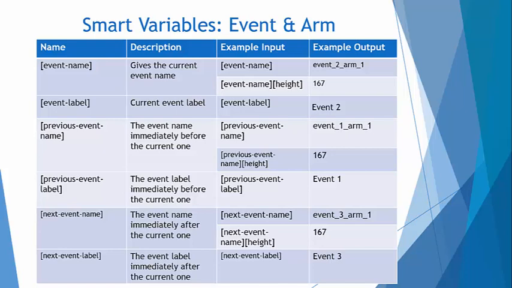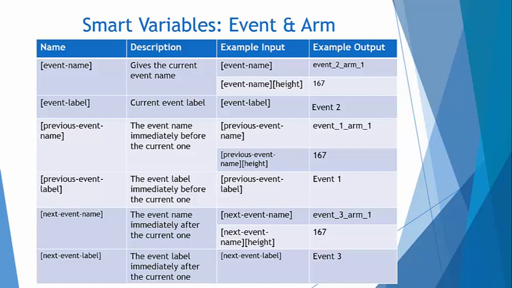Previous event name references the event immediately before the current one. This can again be used to pipe information in from the immediately previous event. It's important to note that when using this as a standalone variable, it will always return the event that occurs immediately before the current event. However, if you're using it prepended before another variable, such as in the previous event name height example, it will instead return the closest previous event for which the field's instrument has been designated. This might be the event that occurred immediately previous, or it might be farther back. This is because a field's instrument might not always be designated for the event that occurs on either side of it. Previous event label will simply pull the label of that previous event.